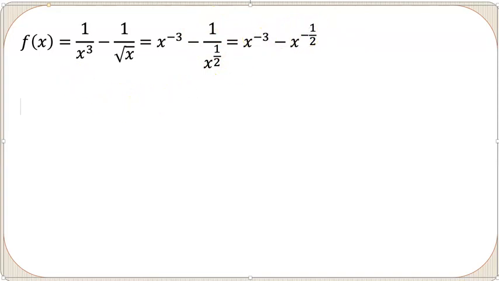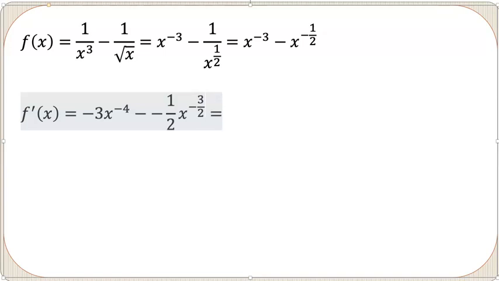So now that we have this, we can solve it by saying, the first derivative is equal to, so we're going to have negative 3 times x to the power negative 3 minus 1, which is negative 4, minus, then we're going to bring down negative a half, times x to the negative a half minus 1, which is negative 3 over 2. Of course, that's going to be plus, so it's going to be equals negative 3 x to the negative 4 plus half x to the negative 3 over 2.